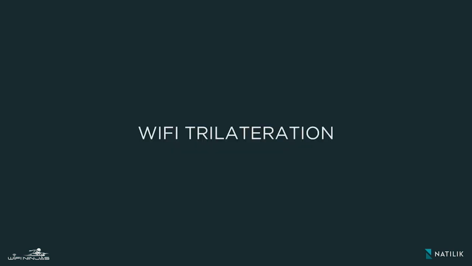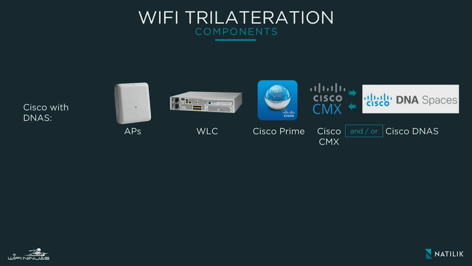So Wi-Fi trilateration is our first demonstration and test we've got here. Very quickly, just cover the components needed to do this with Cisco. You need to have Cisco access points, Cisco wireless LAN controller, Cisco Prime, and then Cisco CMX. And then you've got the and/or potential of DNA Spaces. One day, we're using 9800 controllers from Cisco, and theoretically, at one point you will be able to connect them directly to DNA Spaces without having to use CMX for trilateration. But the code required for it is 16.12.2, I think, and the newest publicly available is 16.12.1.